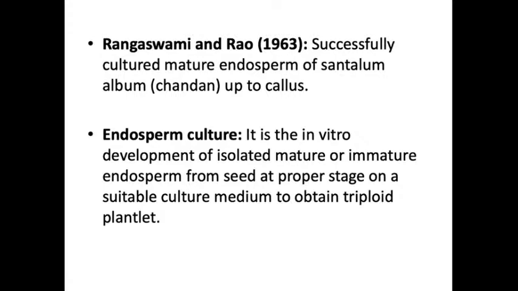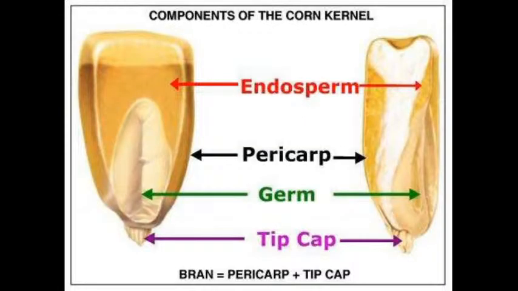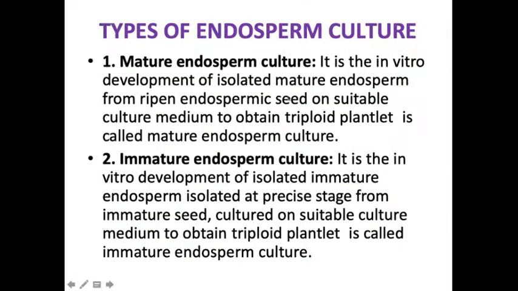That is what endosperm culture is, and this is the structure of a seed where the endosperm is present. Here you can see there is a pericarp on the outside, there are germ cells inside, and then you have a tip cap at the bottom, with the endosperm lying somewhere in between, like here.